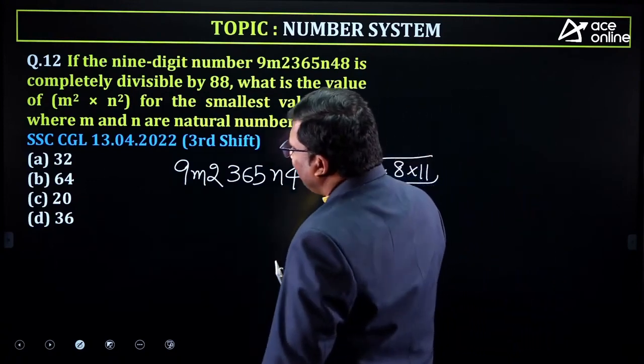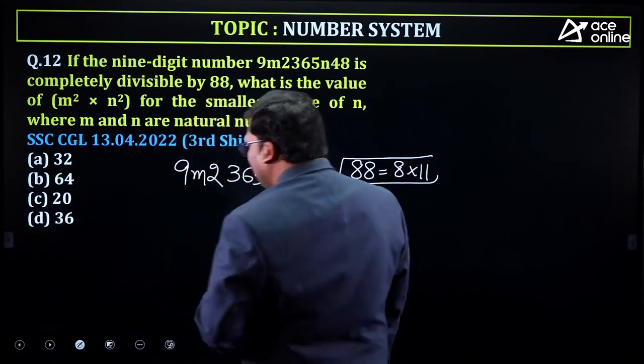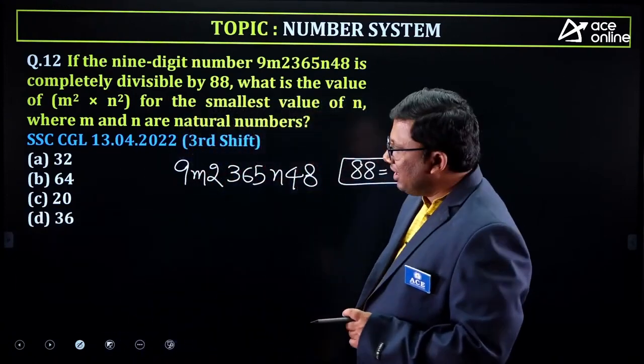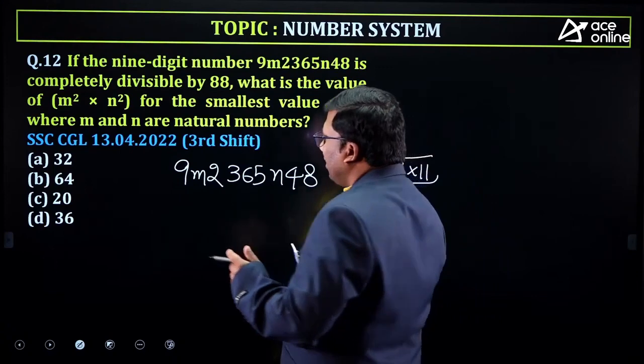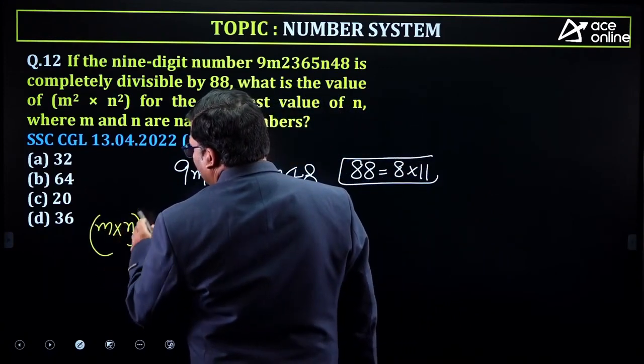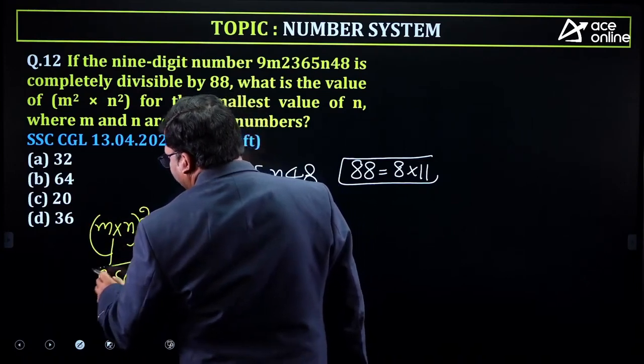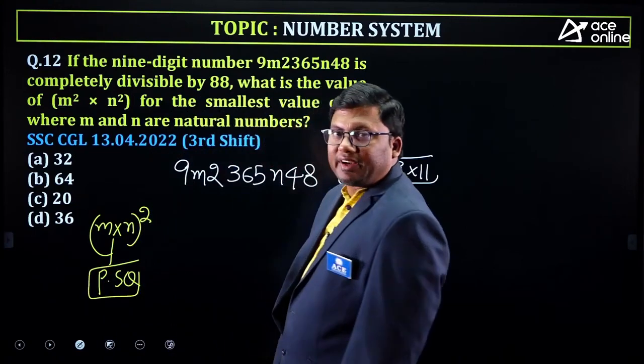What is the value of m square into n square? Now if you see here, listen carefully, sir. M square into n square is (m into n) whole square. It is a perfect square.